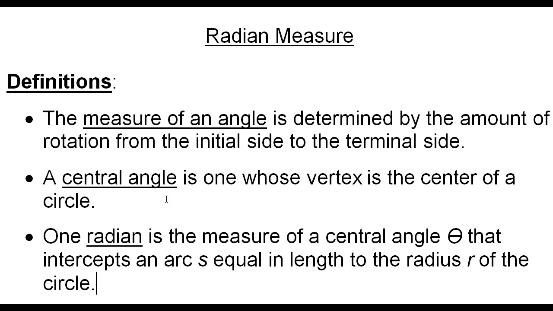So now here's what we need to look at. 1 radian is the measure of a central angle that intercepts an arc S equal in length to the radius r of the circle. So let me show you what that looks like.